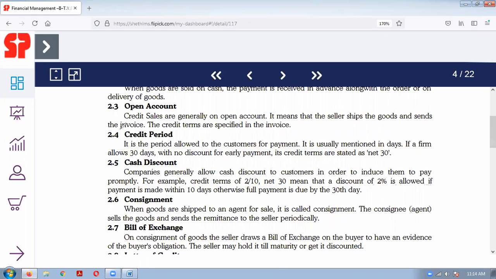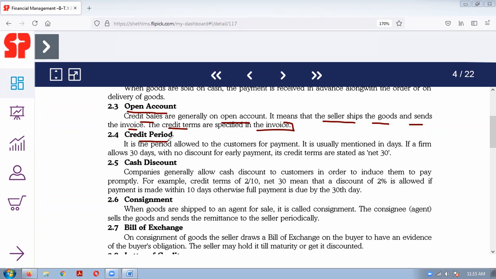Then another system is open account, in which credit sales are generally on open account. It means the seller will ship the goods and send the invoice. Credit terms are specified in the invoice, that you should pay within this many days, this amount. This is another system.